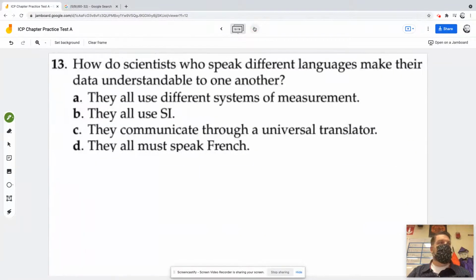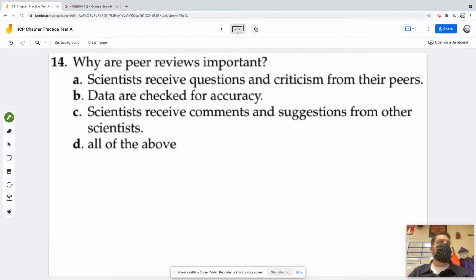Good. Question number 13. How do scientists who speak different languages make their data understandable to each other? B, they all use the SI system, right? Good job. You guys are doing great.